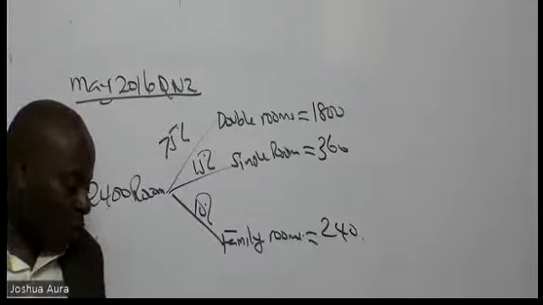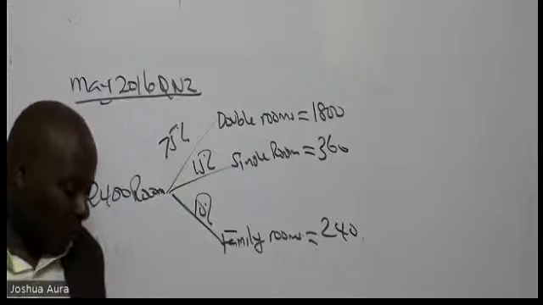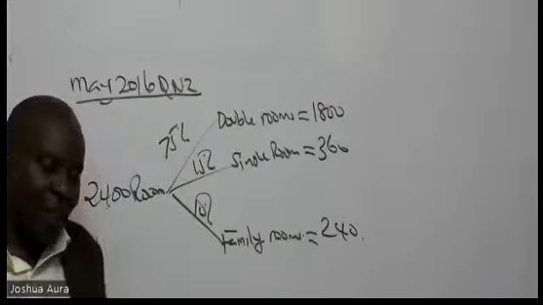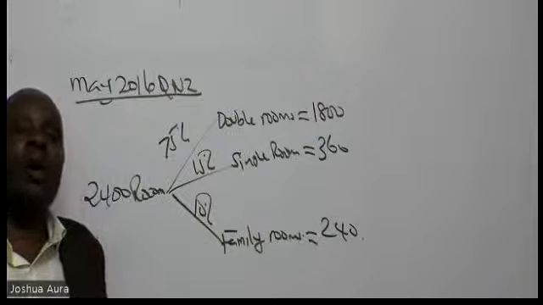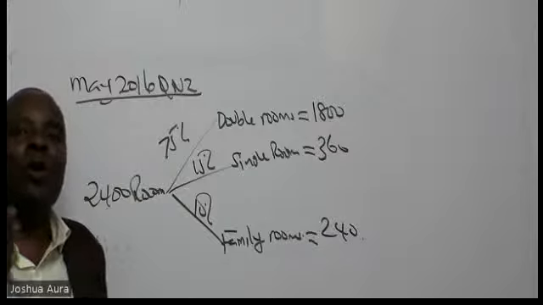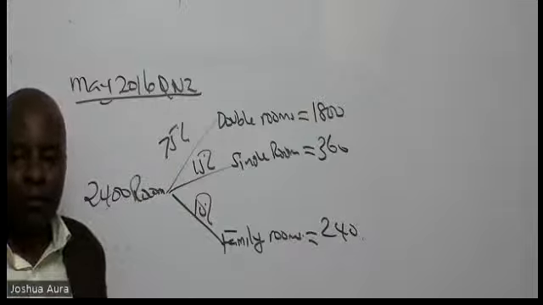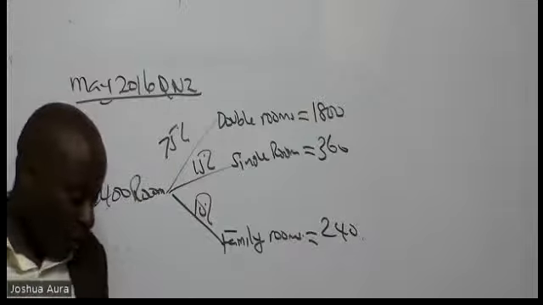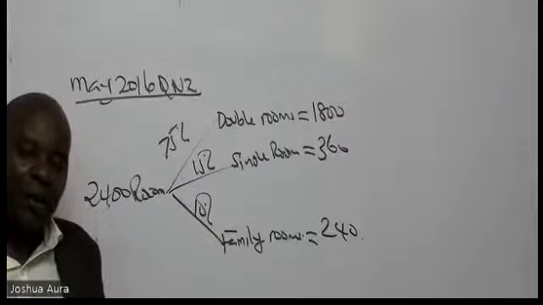Number of guests per room. Double rooms, 2. Single rooms, you cannot sleep with somebody there. Single rooms, 1. Family rooms, 4 people. Note, when occupied, all rooms will contain the number of guests as above. So you can't come and tell us, you know what, I'm rich, I want a double room and sleep there alone. No, for us, if it is a double room, you must sleep 2 of you there. Great. So you're told there, variable cost per guest per night, 1,000.